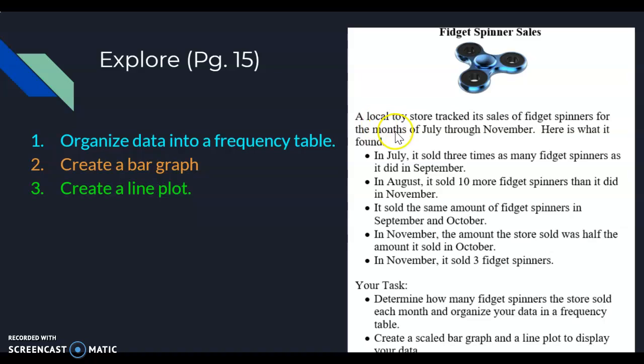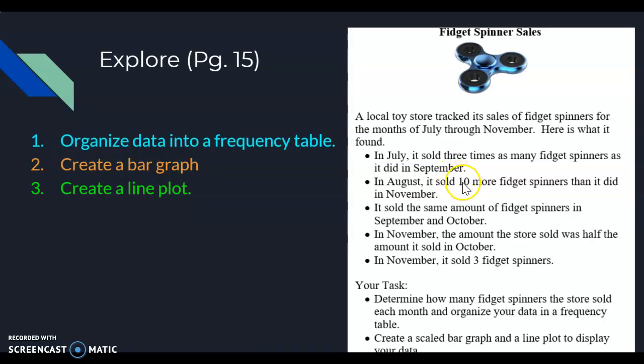So we're still on page 15, the fidget spinner sales, and these are going to be your tasks. Number 1 is to organize data into a frequency table. Number 2, create a bar graph using the same data. Number 3, create a line plot using the same data. So you're doing 3 different things, but you're utilizing the same data that's found inside of page 15.